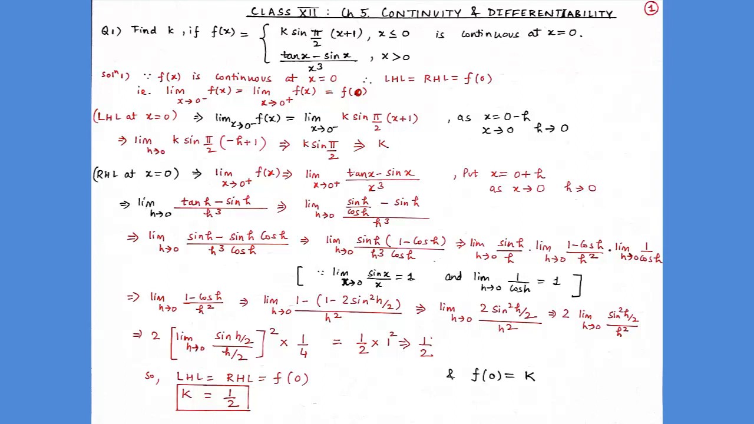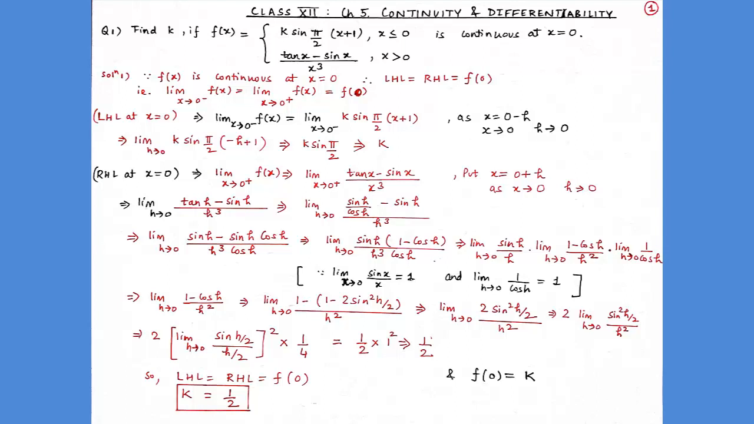So from here we will separate out limit h tends to 0 of (sin h/h) into limit h tends to 0 of (1 − cos h)/h² into limit h tends to 0 of 1/cos h. We know that limit x tends to 0 of sin x/x is equal to 1, and for limit h tends to 0 of 1/cos h, we know that cos 0 is equal to 1. So limit h tends to 0 of 1/cos h is equal to 1. Therefore, from here we get limit h tends to 0 of (1 − cos h)/h², and now we have 1 with cos h.